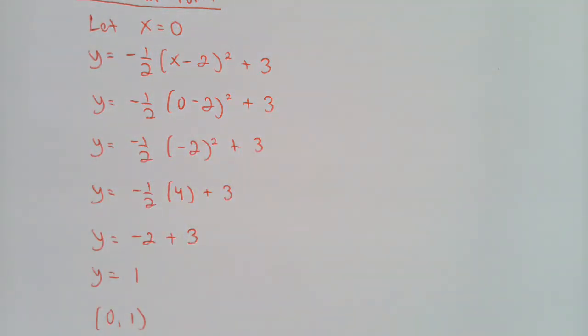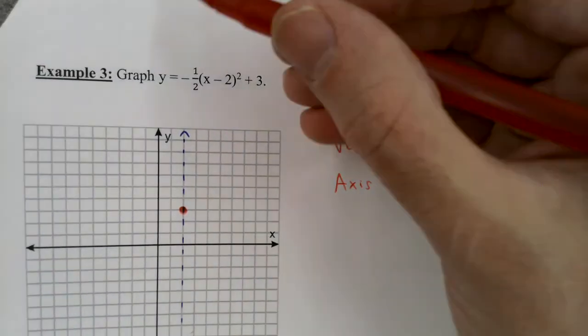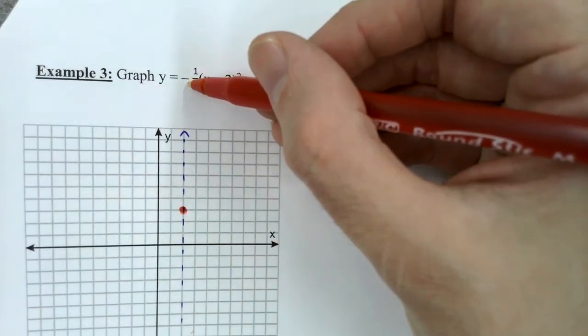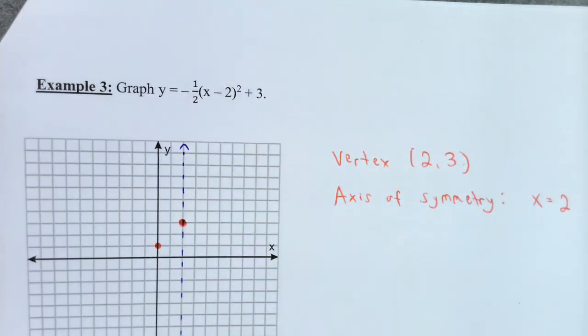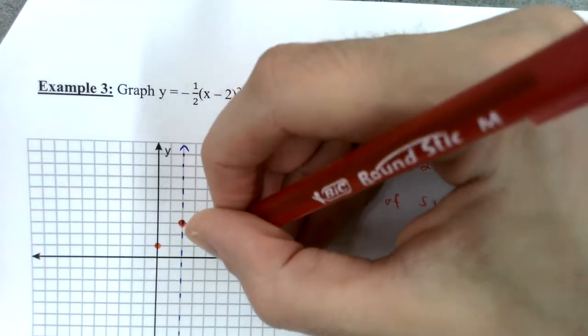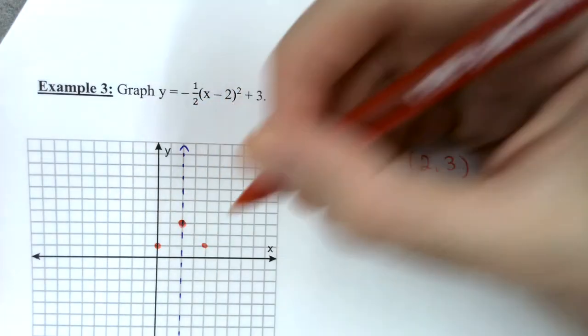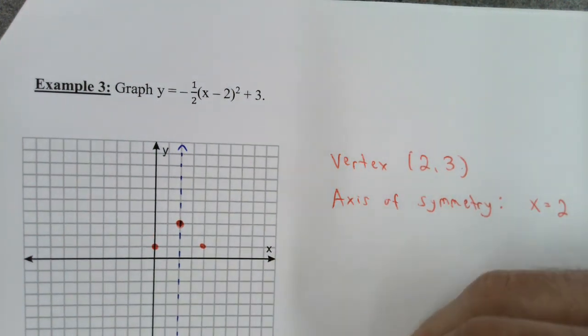Let's plot that and reflect it. Again, you should know ahead of time this graph is going to open down because of that negative sign at the beginning. So we have the point 0, 1. And then reflect that across the axis of symmetry right there. And let's do another additional point.